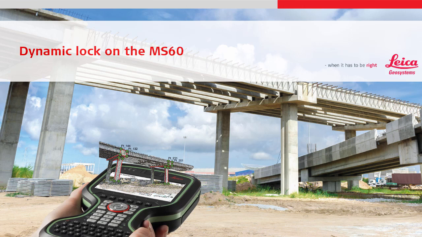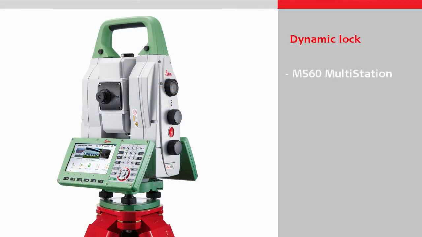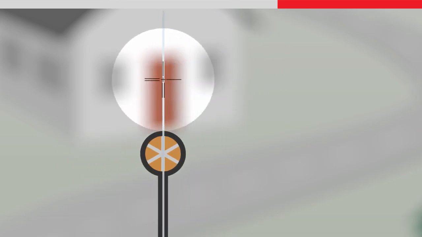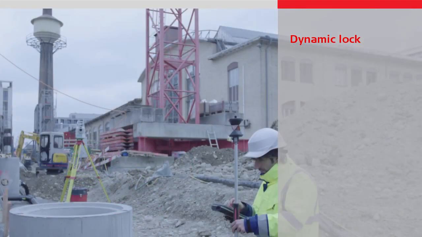This video will give an overview of the dynamic lock functionality found on MS60 multistations. Dynamic lock enables MS60 to rapidly locate and lock onto a reflective target, even if the instrument and/or target is moving. Being able to lock to a target while still moving can save an enormous amount of time and money.